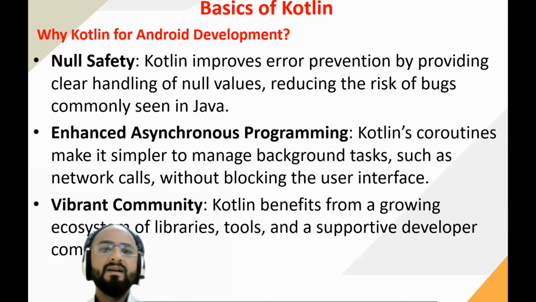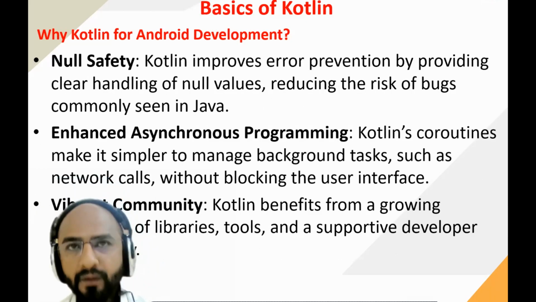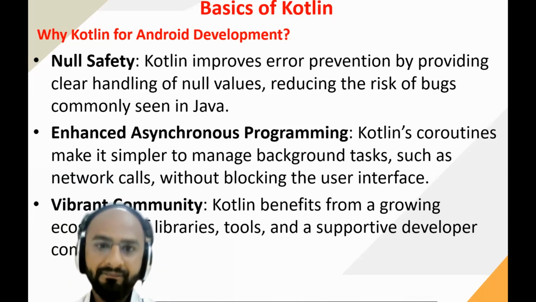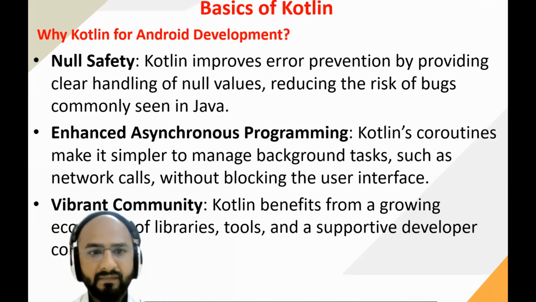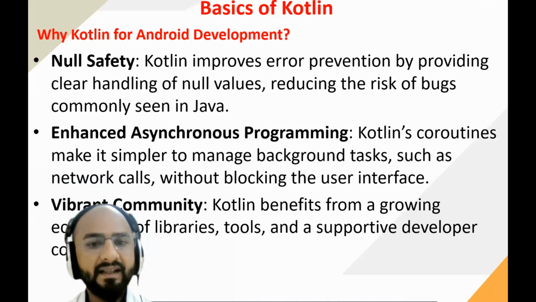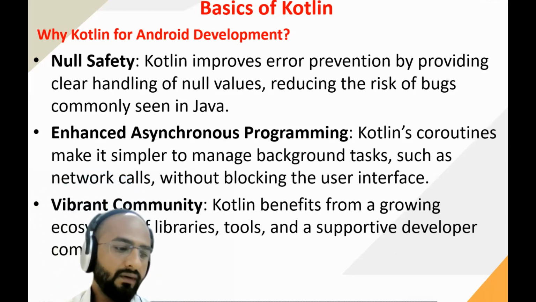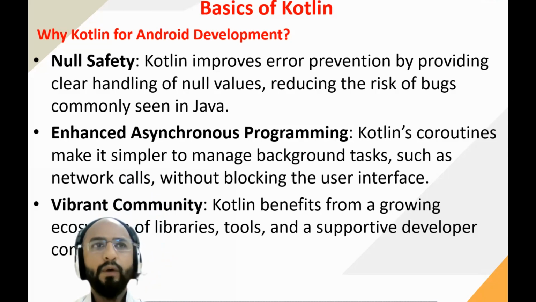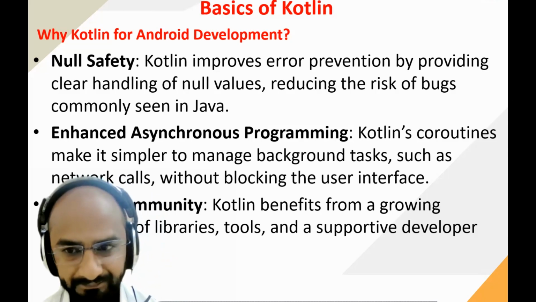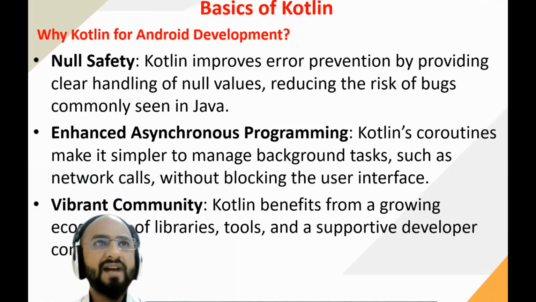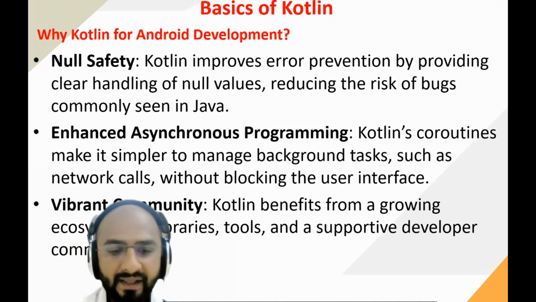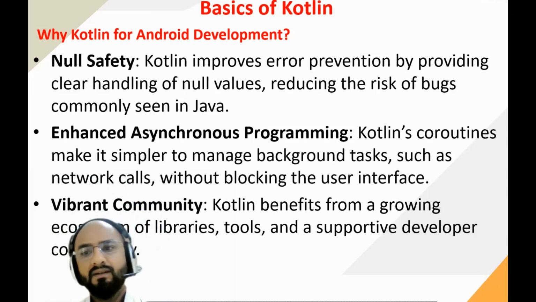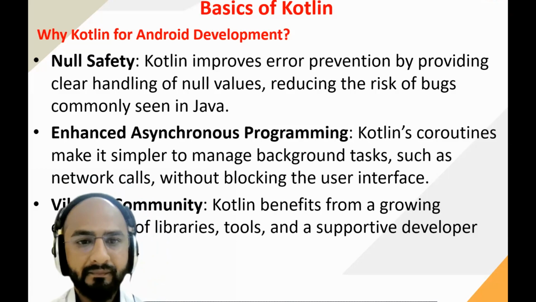Next, null safety. Null safety is a very important and interesting part of Kotlin. Kotlin improves error prevention by providing clear handling of null values, reducing the risk of bugs commonly seen in Java. In Java, the null pointer exception is commonly seen. Whenever you are working on a Java project, that exception, named null pointer exception, will occur many times and we need to handle it properly in the application, right?